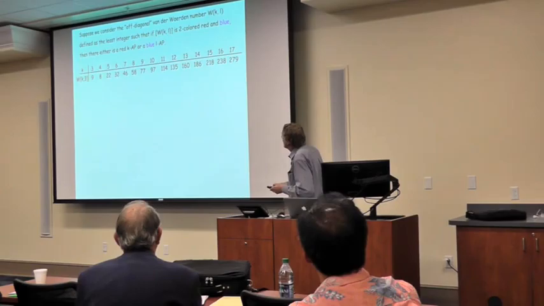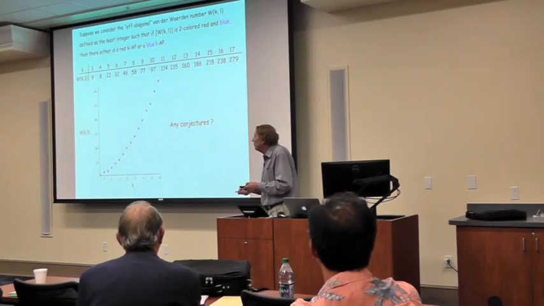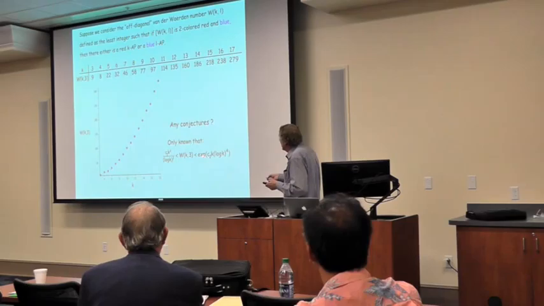In fact, it's known up to about 35 now. You plot them, it looks like this. Any conjecture? I strongly believe it's bounded by a polynomial. It's got to be, right? But it's only known to be a little bit bigger than k squared and less than exponential. This comes from the Berlekamp result.